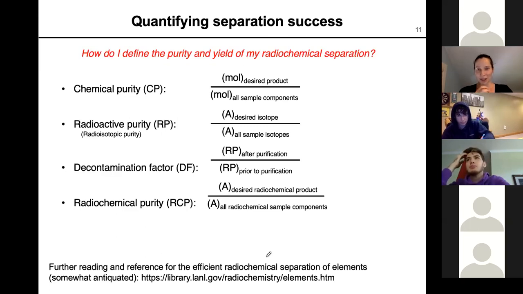So these are some of the definitions that we need to keep in mind. I'm going to get into examples after this slide, but if you're interested in looking at slightly antiquated radiochemical separations of almost all elements, you can look at this link here. You'll be able to get this link off the slide deck that I'll disseminate. It's something that a LANL-based group has put together, specifically for radiochemical samples. So any questions up to here?